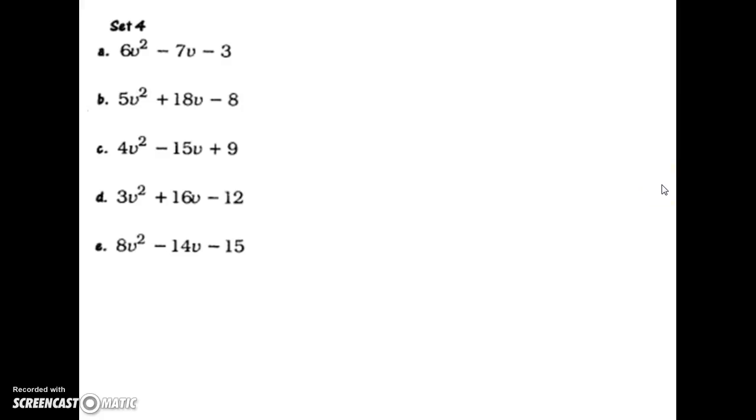Hey everybody, so here we go. We are factoring some equations that have numbers out front, which sometimes makes things a little bit stressful. So let's just do a couple together.